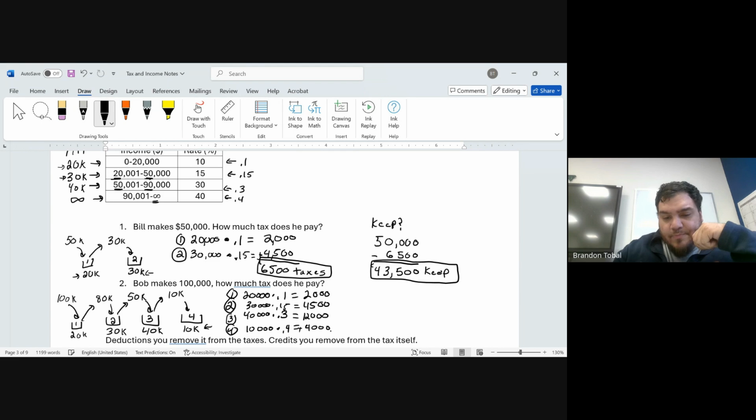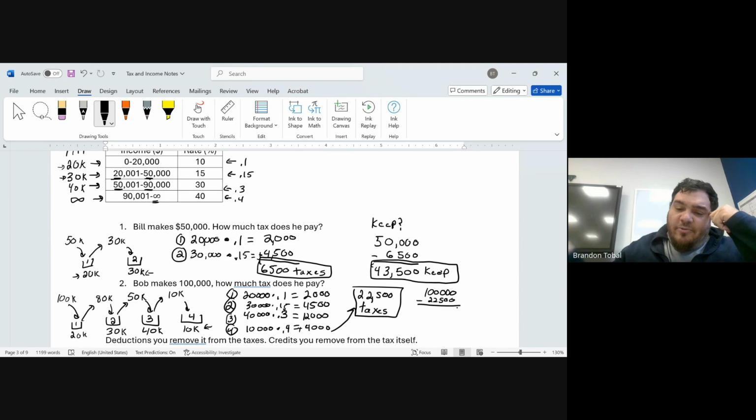I'm going to add that up, which means my total should be 2,000 plus 4,500 plus 12,000 plus 4,000, which is $22,500. That is how much he pays in taxes. If I ask how much he keeps, you just take 100,000 minus the money he pays in taxes, so 22,500, and that overall is going to be 77,500, and that's how much he keeps.